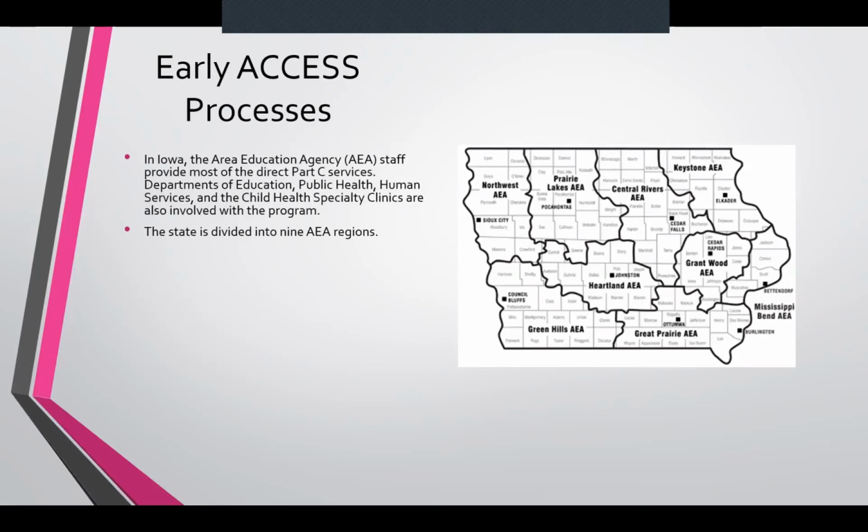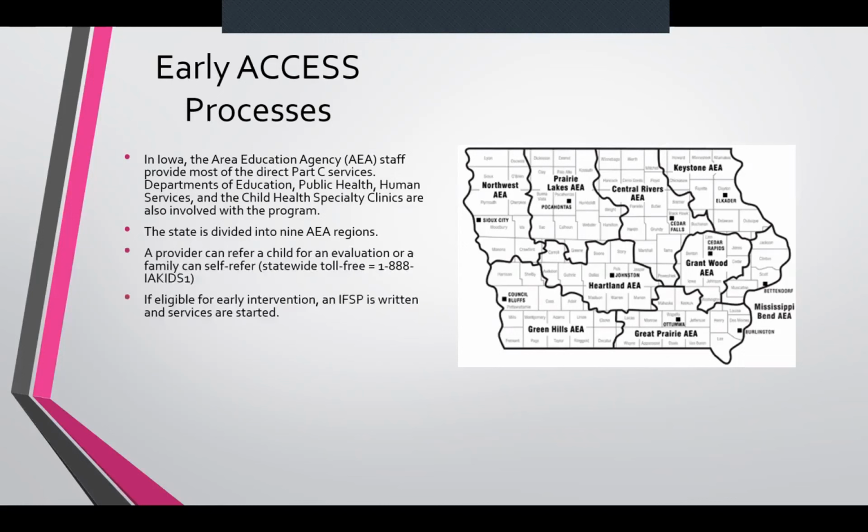So there is actually an overall 1-800 number you can call listed there, where a provider can make a referral, or a family can self-refer, in order for a child to have an evaluation through the AEA to determine if they would benefit from Part C services. And if they do qualify, then the IFSP is written and services are started.